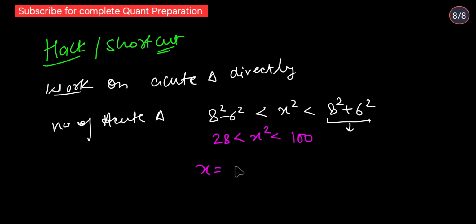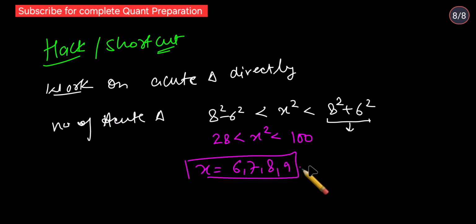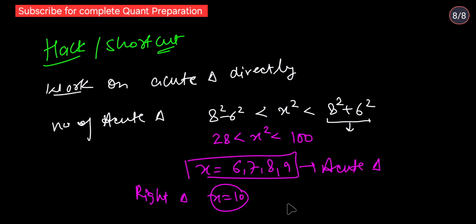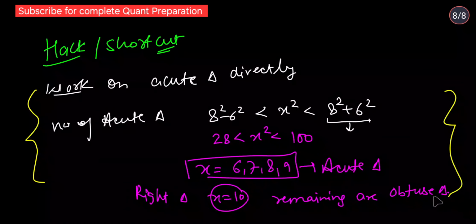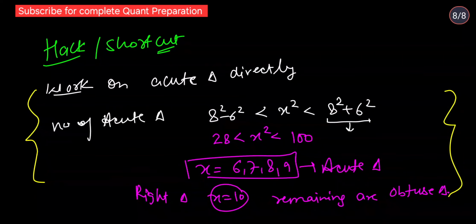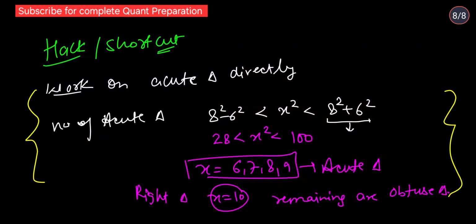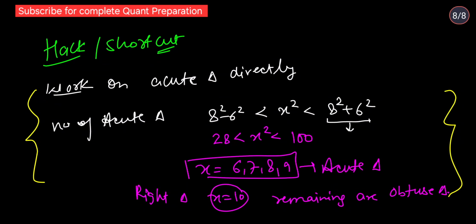So x can take 6, 7, 8, 9. These are the possible values for acute triangles. The right triangle is only possible at x equals 10, and the remaining are obtuse triangles. So hopefully you now know how to solve this question in a fraction of a second if we have to find the number of obtuse, acute or right triangles when two sides are given.